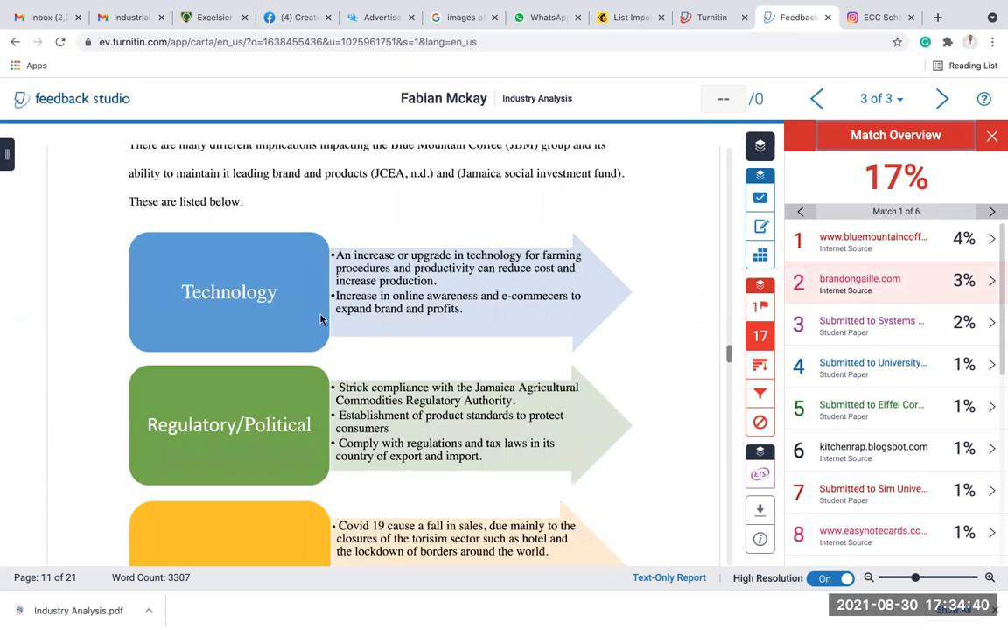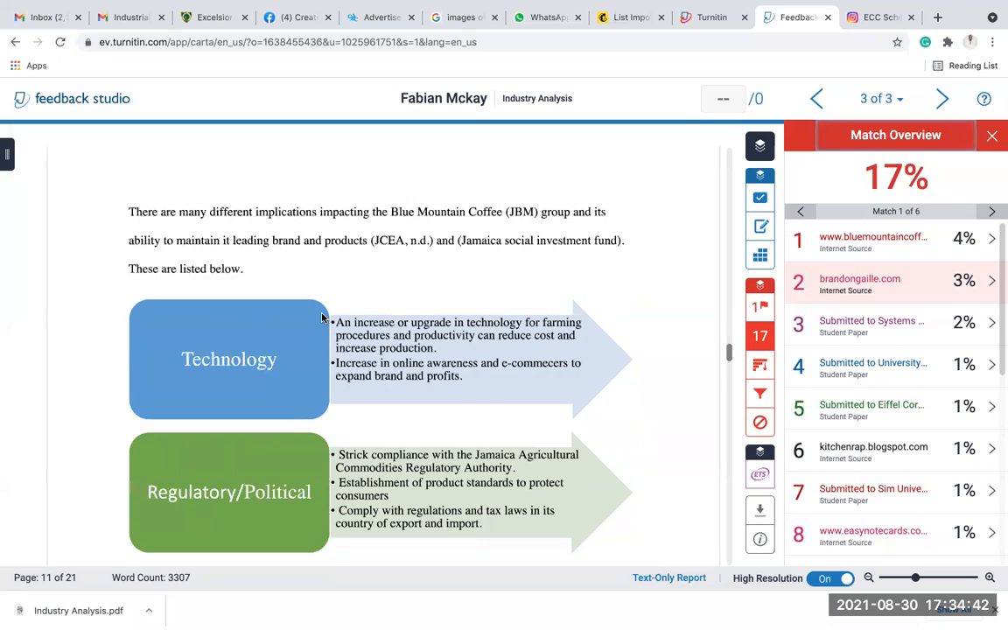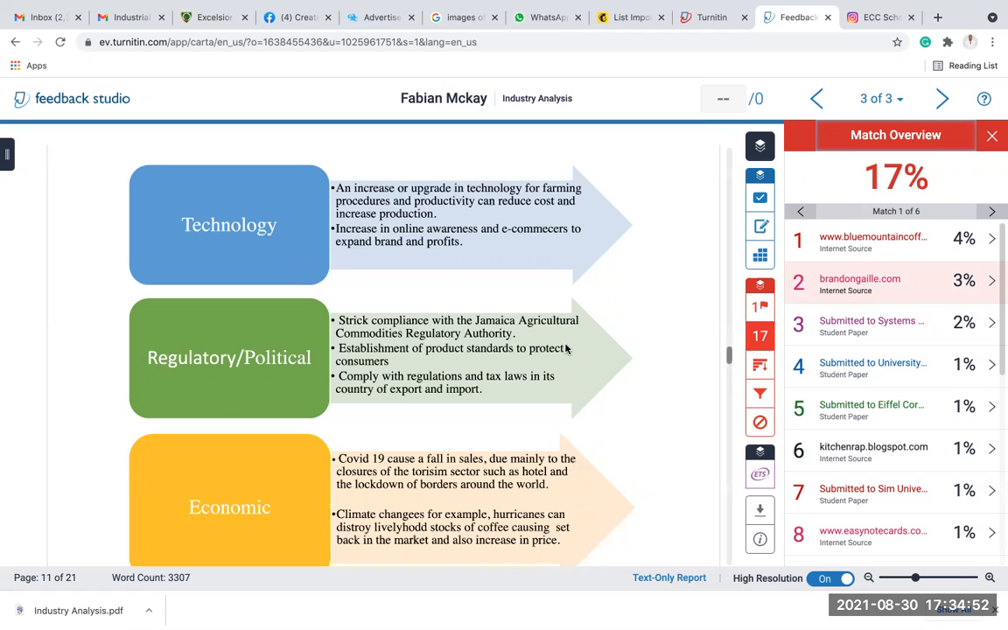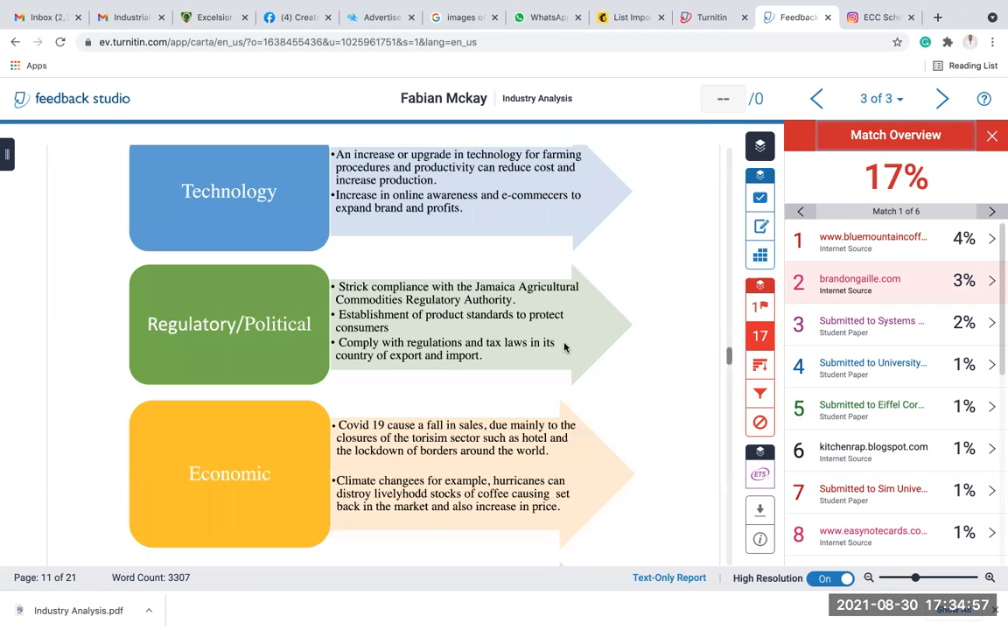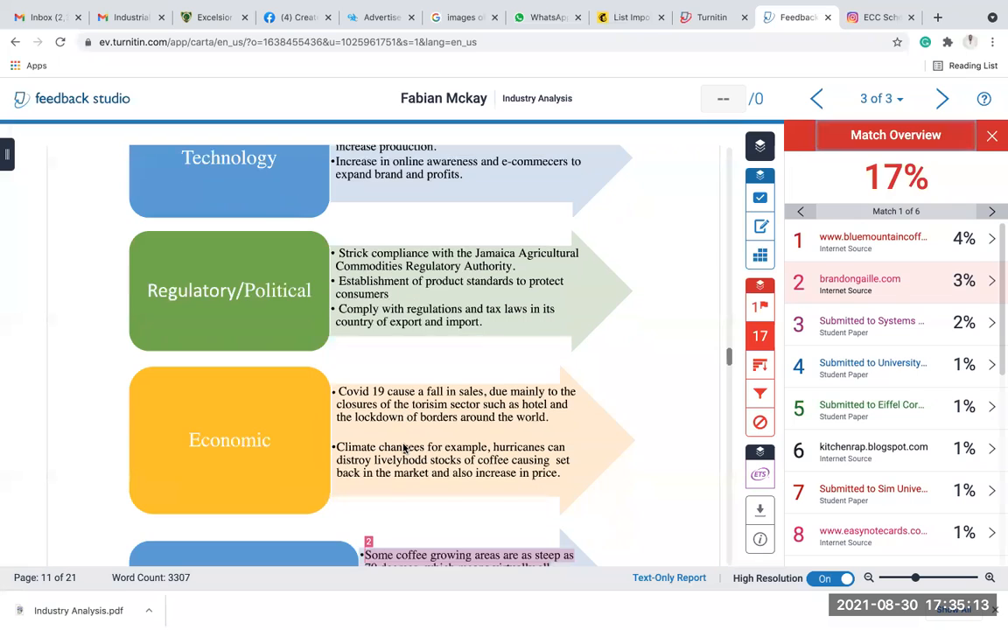I think the technology part was really nicely done for the PEST analysis. Increasing or upgrading technology for farming, precision productivity can reduce costs and increase production. Regulatory: strict compliance with the Jamaica Agricultural Commodities Regulatory Authority. That's actually very good. COVID-19 caused a fall in sales due mainly to the closure of the tourism sector. Tourism is not properly spelled here. This can actually be a threat. The point made here is more a threat about the cost, the impact of COVID-19.